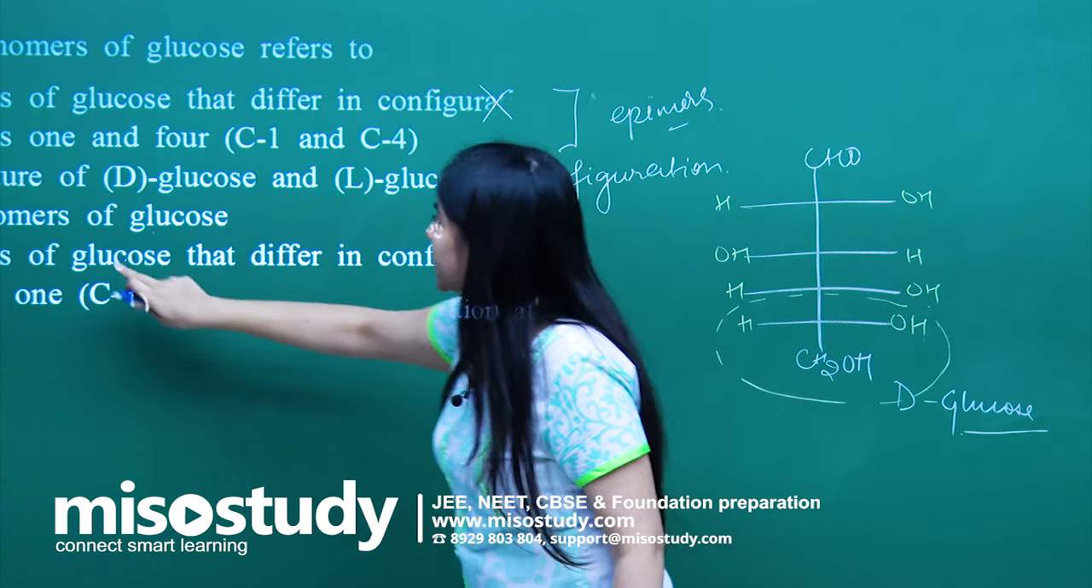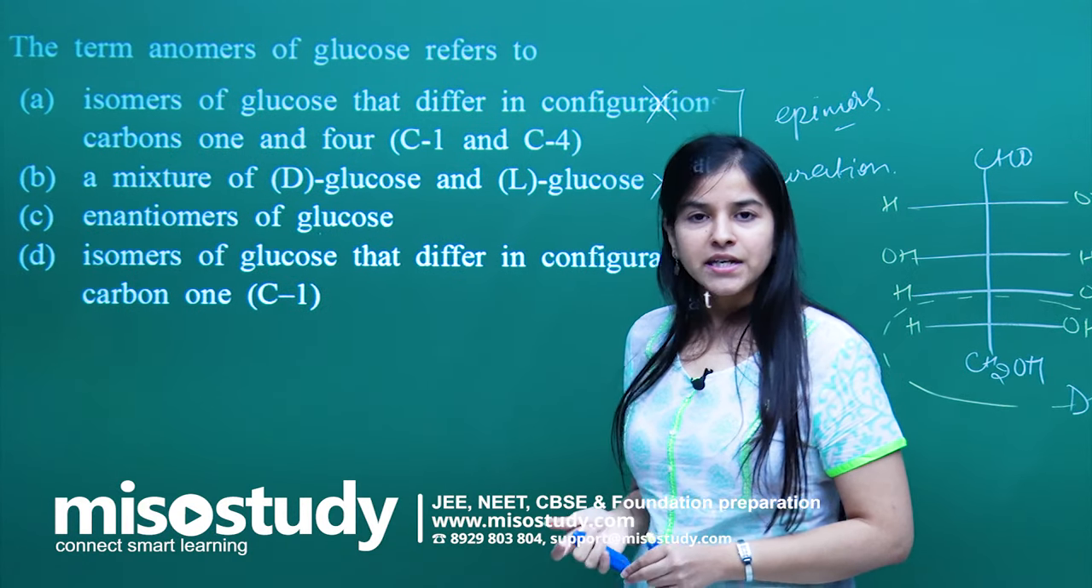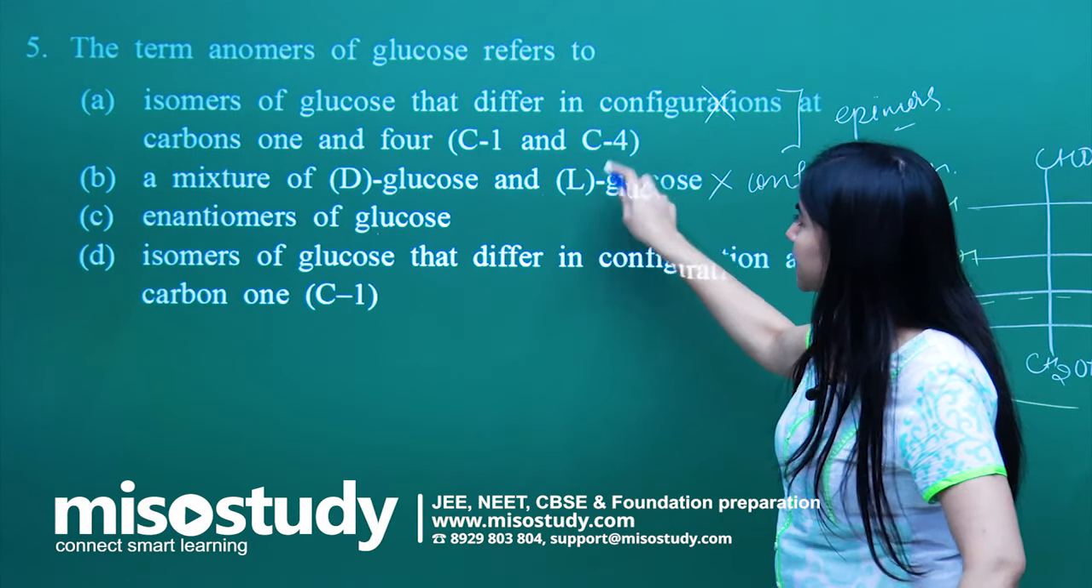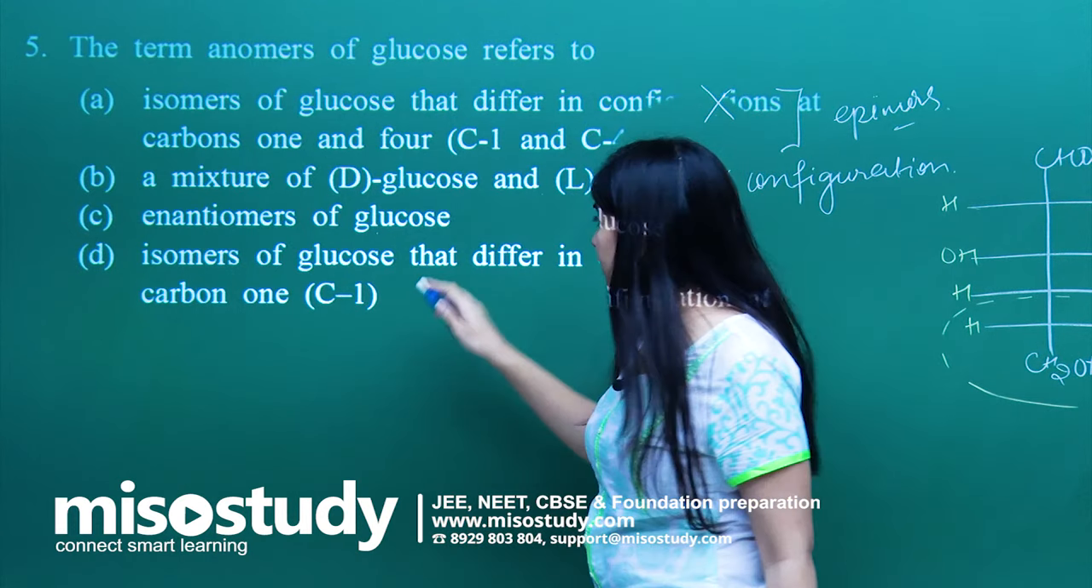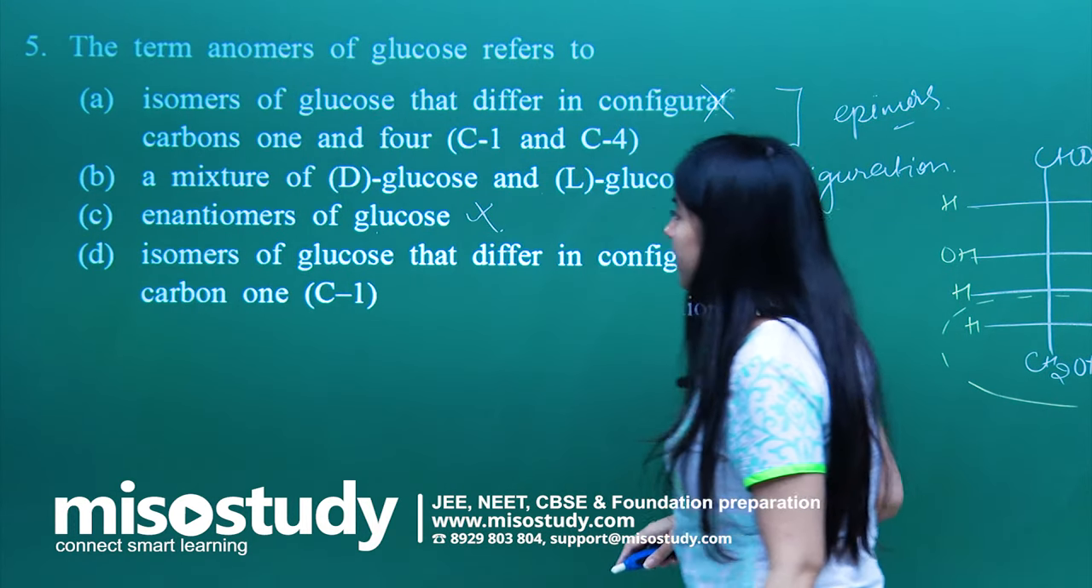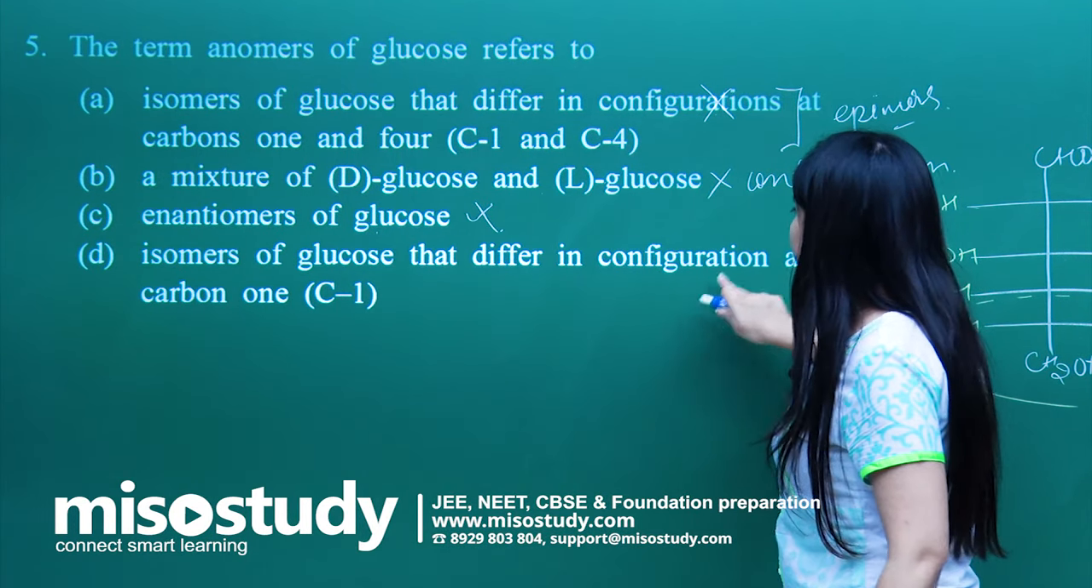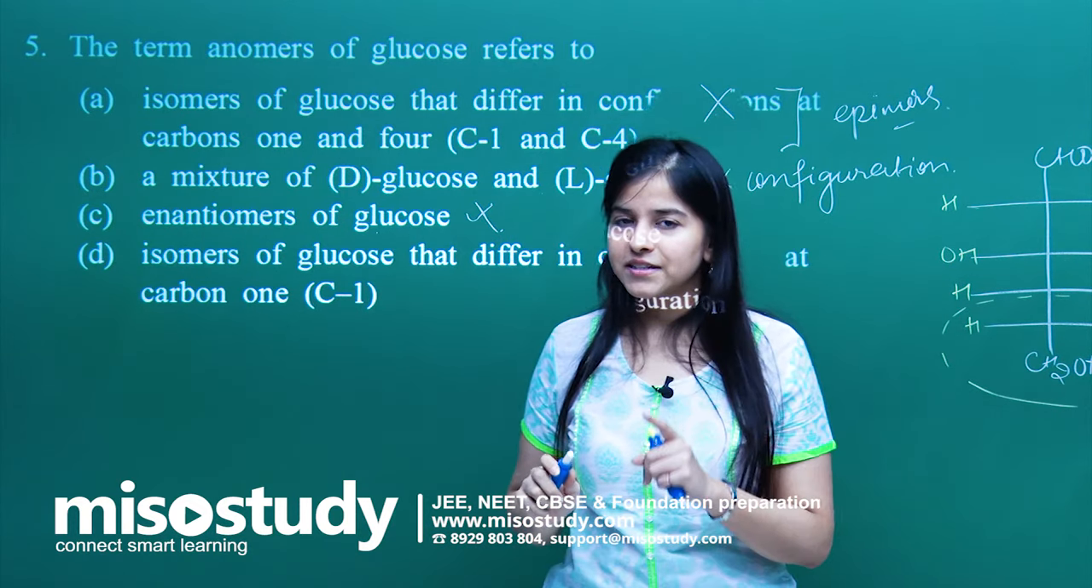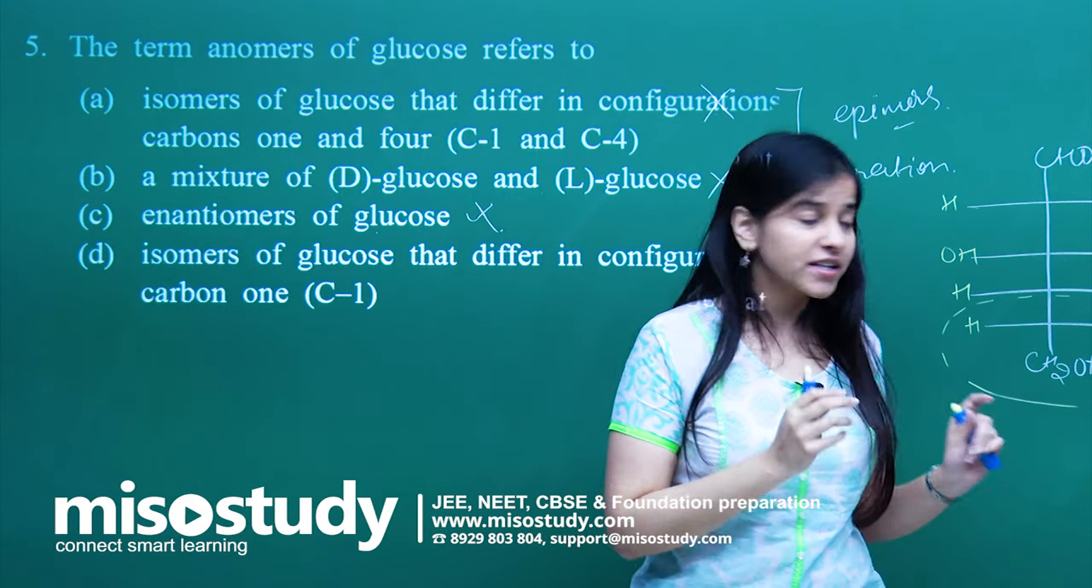Enantiomers of glucose, not at all. The enantiomers will be only these. D and L could be the enantiomers. So this is not the case. Isomers of glucose that differ in the configuration at carbon number 1. Yes, that is our option. So let us just see how.